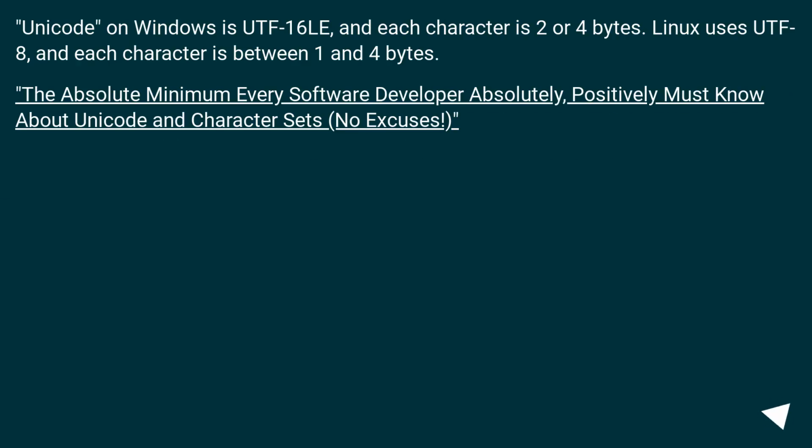Unicode on Windows is UTF-16 and each character is 2 or 4 bytes. Linux uses UTF-8, and each character is between 1 and 4 bytes. The absolute minimum every software developer absolutely, positively must know about Unicode and character sets, no excuses.